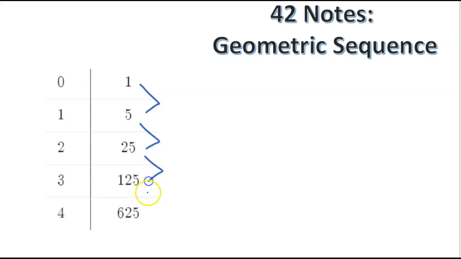That means that if it is exponential, to get from one number to the next, you multiply. What is my multiplier here? To get from 1 to 5, what do I multiply? 5 to 25, what do I multiply? Times 5, times 5, times 5, times 5. And I could keep going.